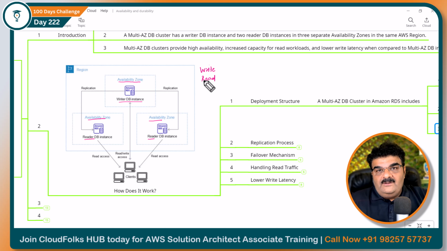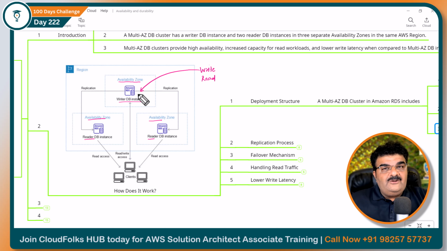So, the application needs to write this into the database that Mr. So-and-so confirmed his ticket, and this is the flight detail. So, there will be an entry into the database. So, it is known as write operation. Now, this write operation will be performed by only the writer DB instance and there is only one writer DB instance. You cannot increase this number.